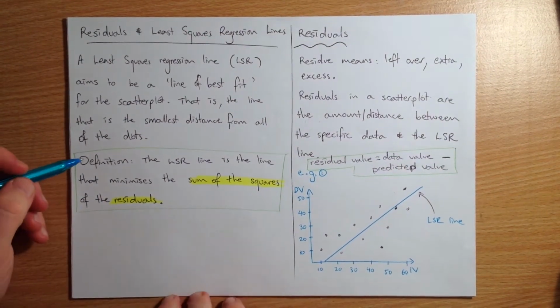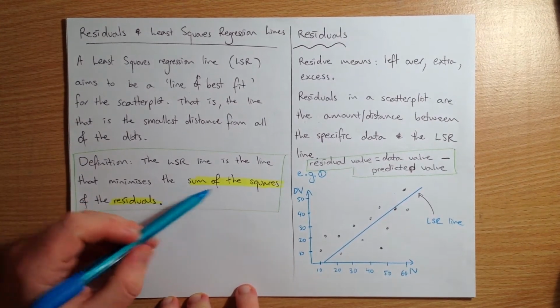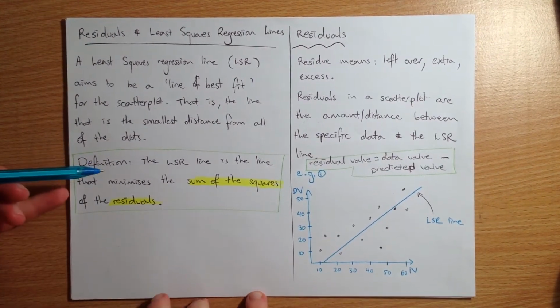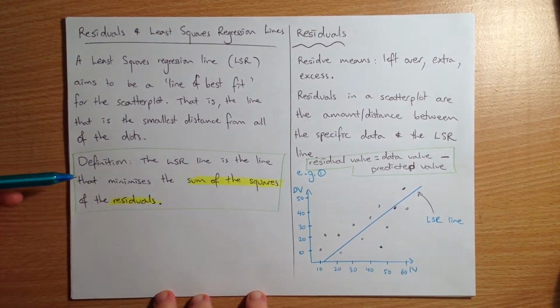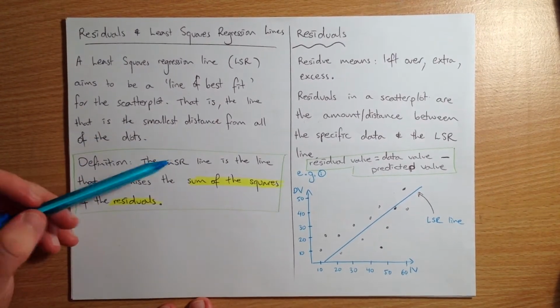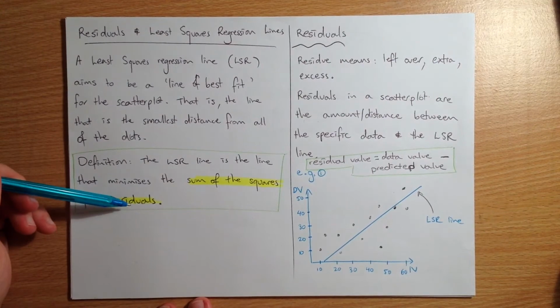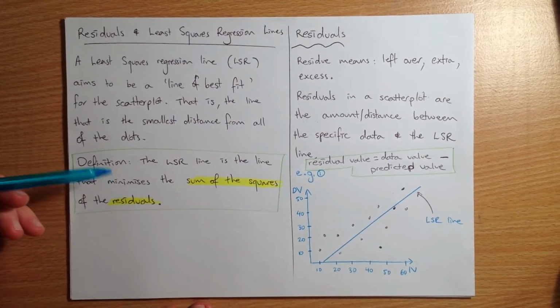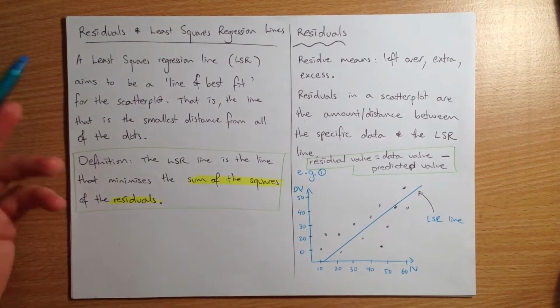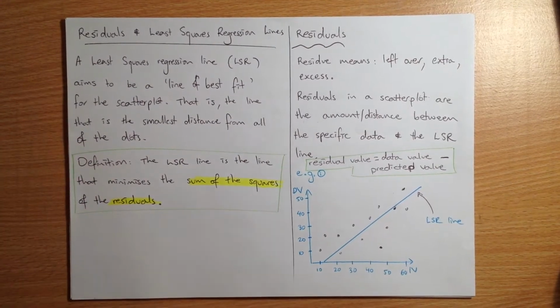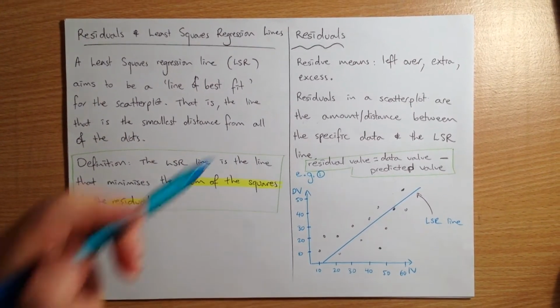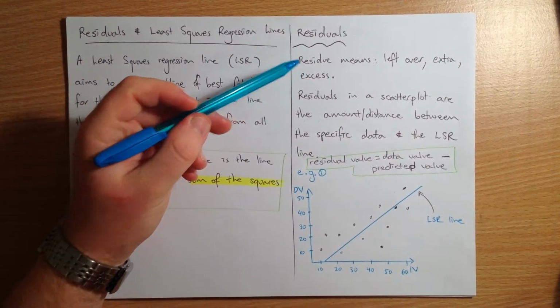So here's the technical definition, but we're going to spend a bit of time clearing up these things that I've highlighted. The least squares regression line is the line that minimises the sum of the squares of the residuals. So we're probably starting to wonder what's a residual. Let me kind of clear that up as well. The word residual or residue actually means like leftover or extra or excess. We're just going over this section here now.